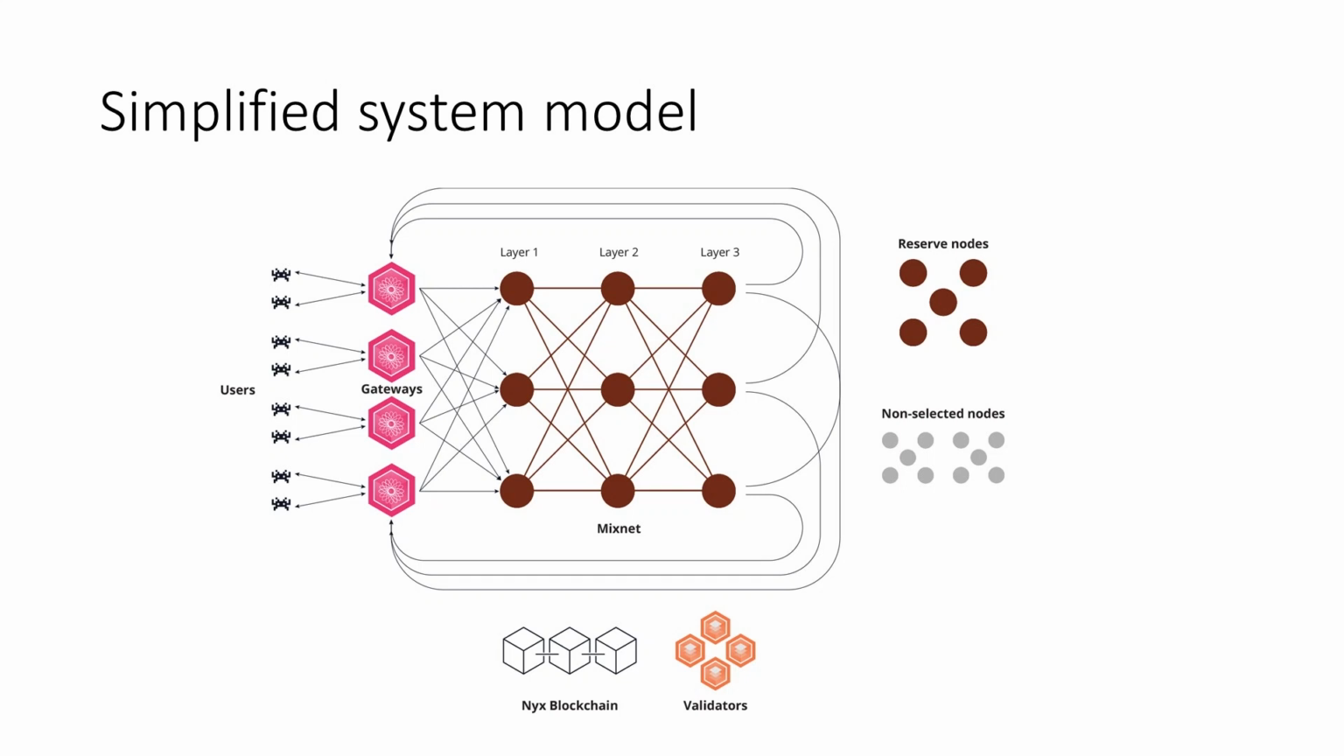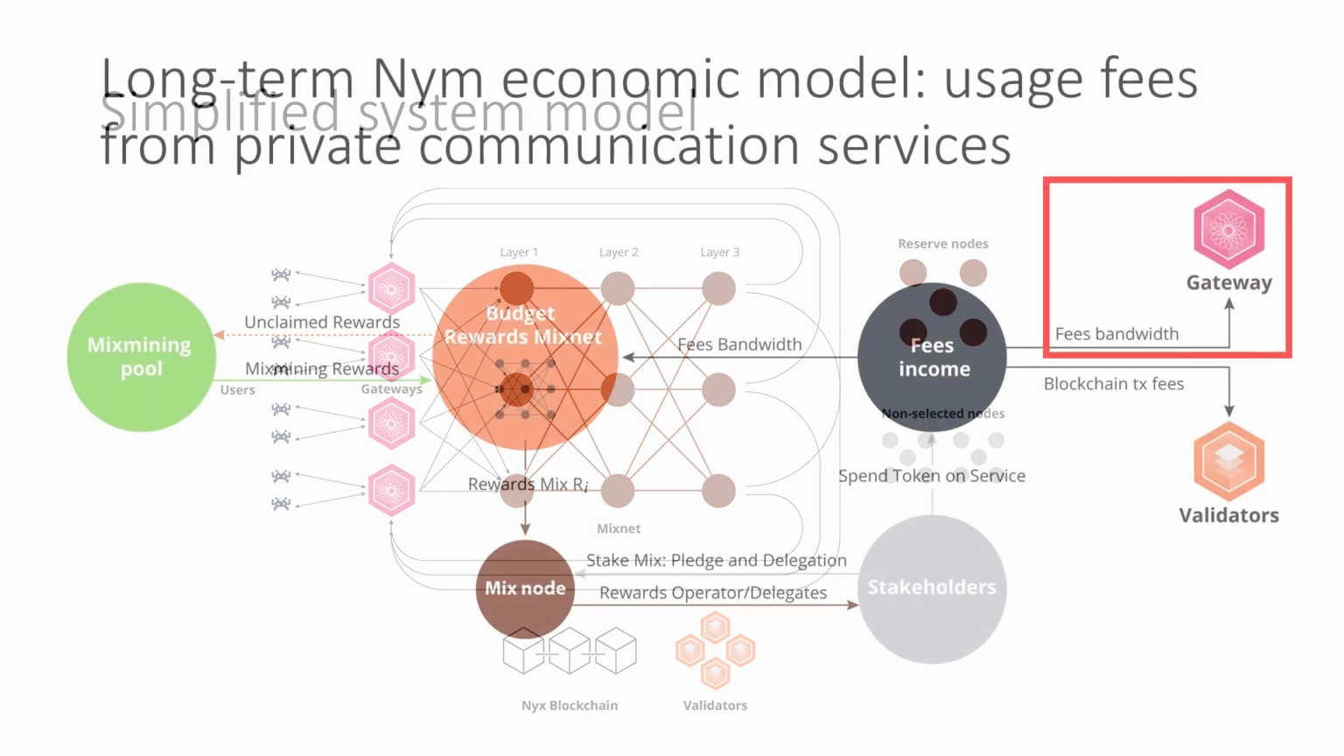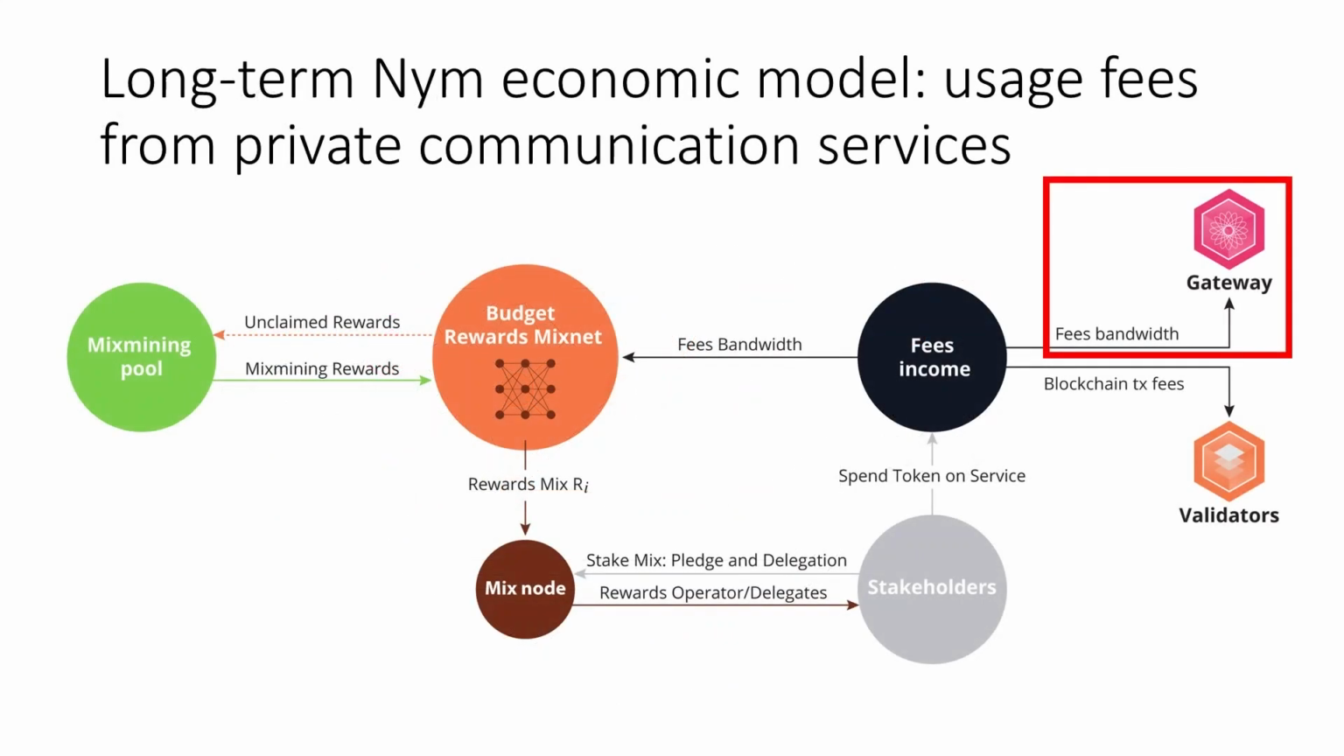I will explain a little bit more in detail later, but the gateways will get a percentage of the fees, which goes to the gateway that's serving the user. And the rest of these fees go into a budget that is going to be the budget of rewards for the mixnet, okay? So if I have 100 income in fees, 40% goes to the gateways, 60% goes to this budget.